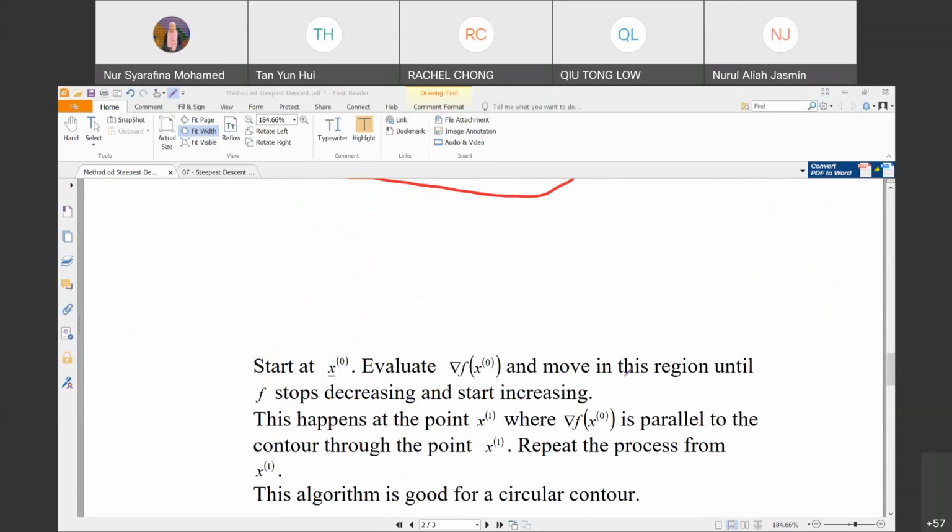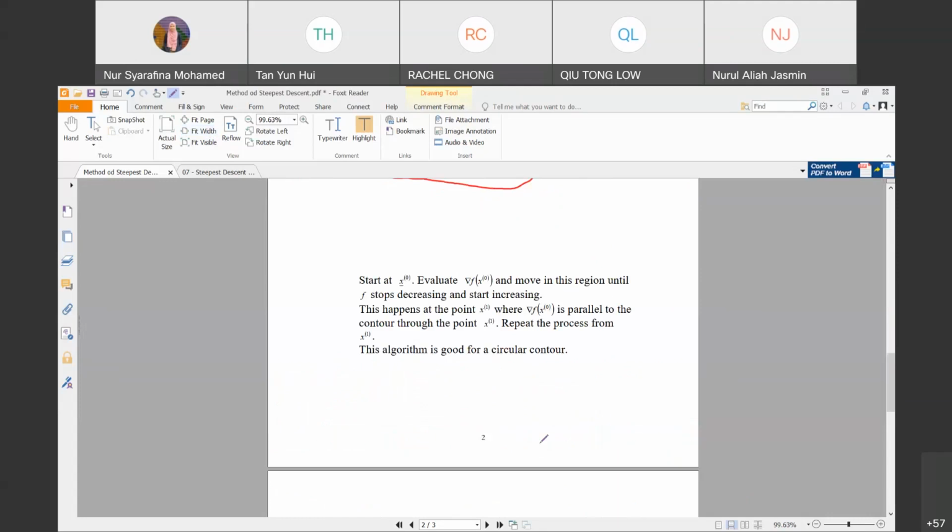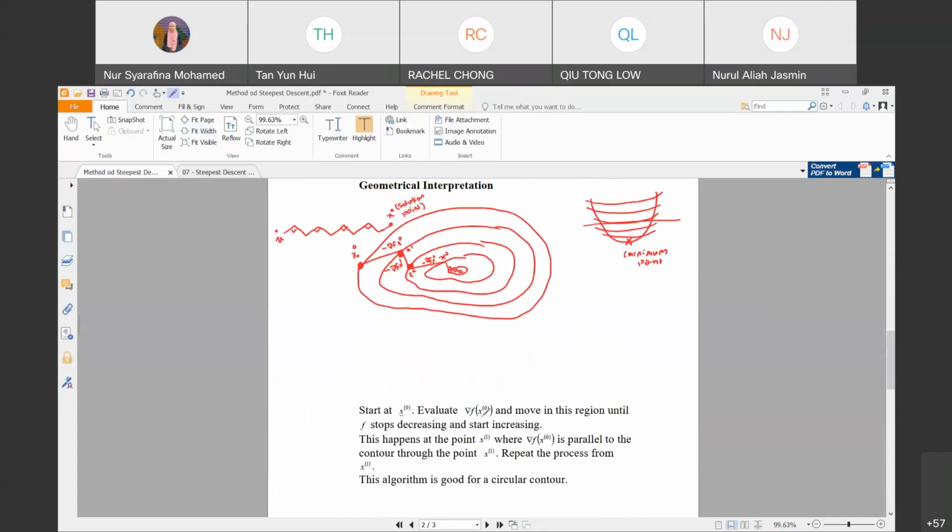So this is the explanation. We start at x0, evaluate the derivative of f(x0), and move in this direction until f stops decreasing and starts increasing. This happens at the point x1, where del f(x0) is parallel to the contour through the point x1. Until it reaches x1, now it is parallel, then again you apply the gradient and repeat the process. This algorithm is good for a circular contour.